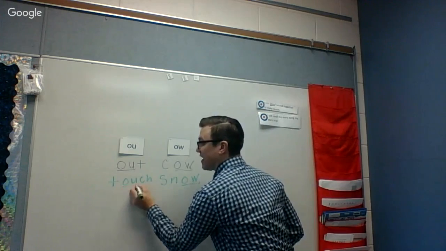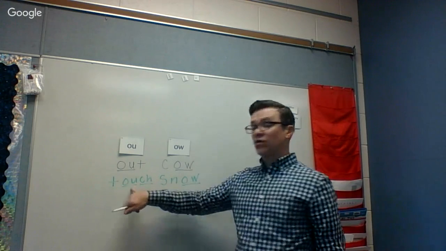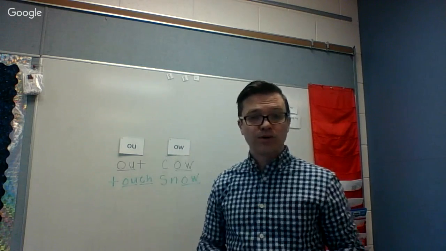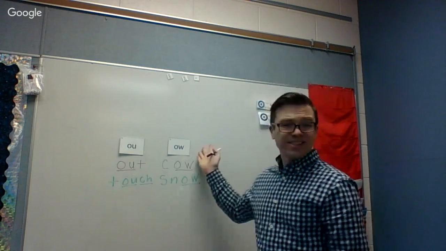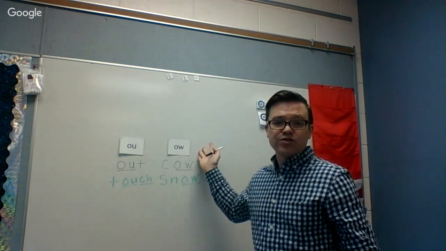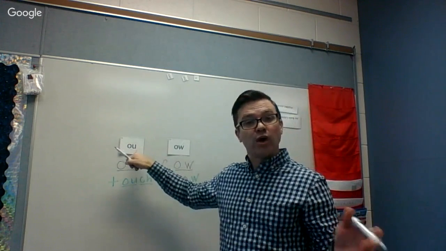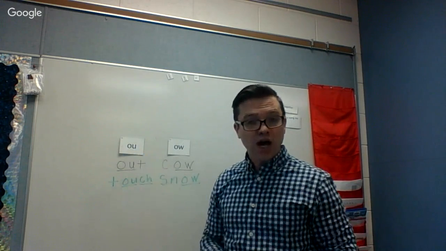Now what's my marking for the word touch? I should have done this and this. And what's the reason for using an OU and not an OW? This one doesn't make an uh sound. It only has two sounds. Ow, oh. This one goes ow, oh, ooh, it's my last sound, touch.